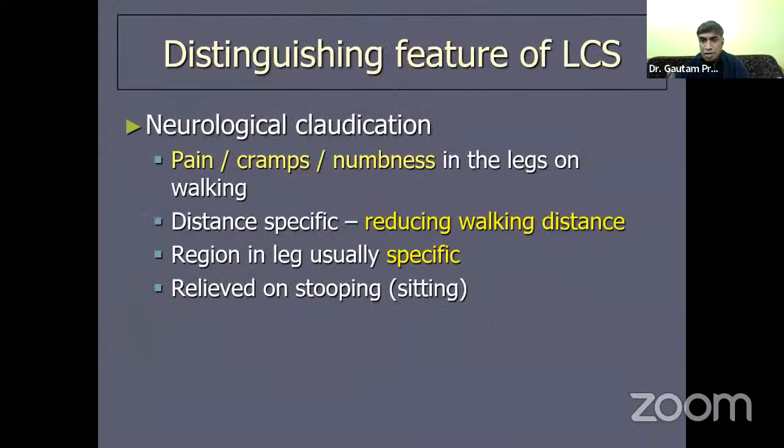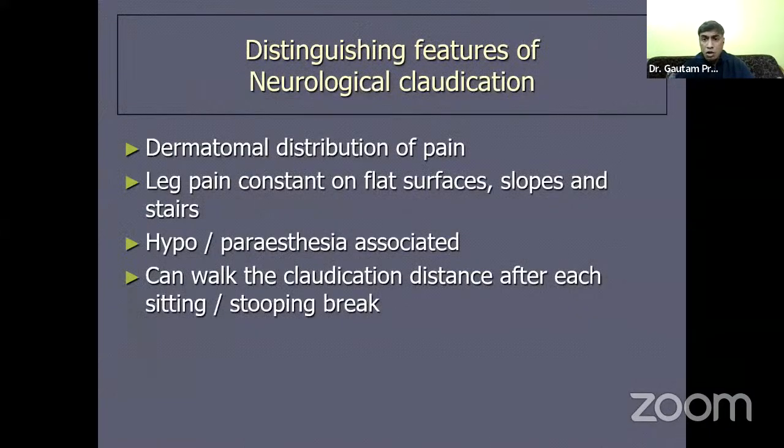Once we have done that, mentally we are prepared that we are dealing with lumbar canal stenosis. The most important distinguishing feature of lumbar canal stenosis is neurological claudication. So the distance goes on decreasing, and over a period of time the claudication distance comes down. Also check the dermatomal distribution, whether the leg pain is constant on flat surface, slopes or stairs, is there any hypesthesia involved, and can the patient walk the claudication distance again after each sitting or break.